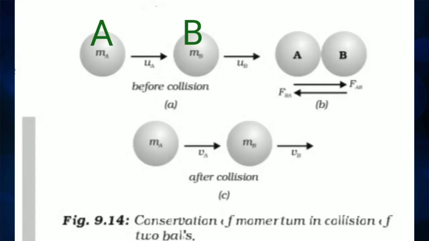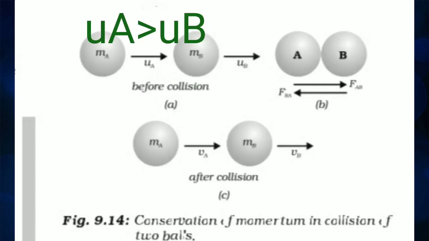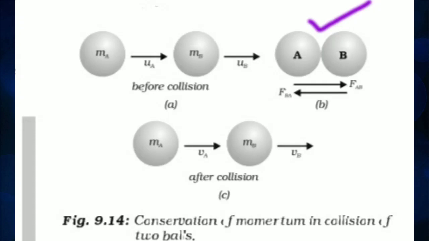So students, consider two bodies A and B of masses mA and mB constituting an isolated system. Isolated system means no external unbalanced forces acting on them. Let the bodies be moving with velocities uA and uB respectively along a straight line in the same direction. Let uA be greater than uB. Students, if uA is greater than uB, then collision will happen. After collision, let these bodies move with velocities vA and vB respectively in the same direction.